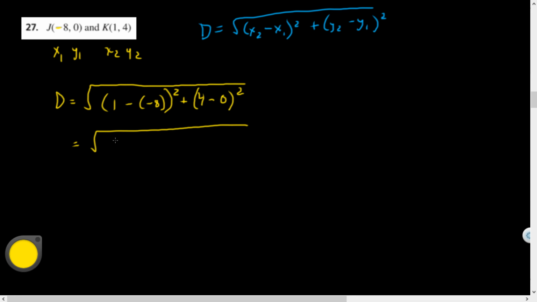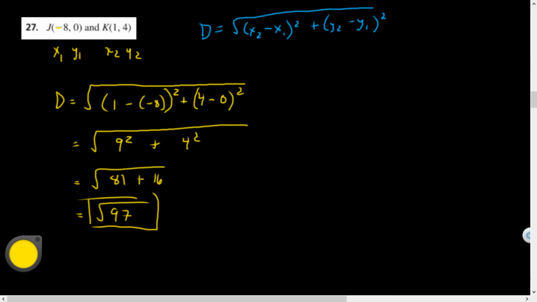My wife vetoed it. Let's see, 9 squared plus 4 squared is 16. Well, okay, I'll go a little slower. 4 minus 0 is 4. And you guys see this coming a mile away, don't you? 81 plus 16, that's going to be the square root of 97, which I don't believe reduces as a radical, but you could use the squiggly equals sign to approximate it.